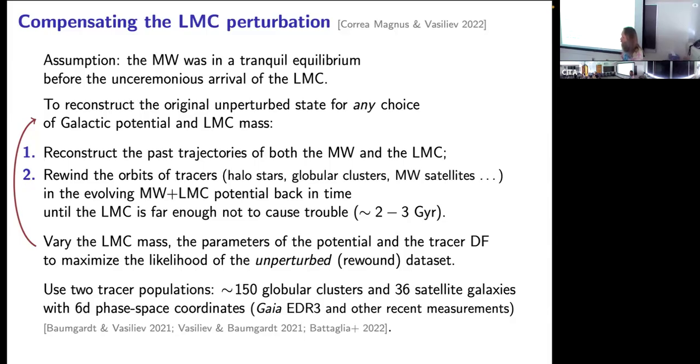You cannot use halo stars. Halo stars are more difficult, because for them we don't know the distances as well. And also the question of completeness is much more acute because the coverage isn't very uniform. There are techniques to circumvent it to some extent.